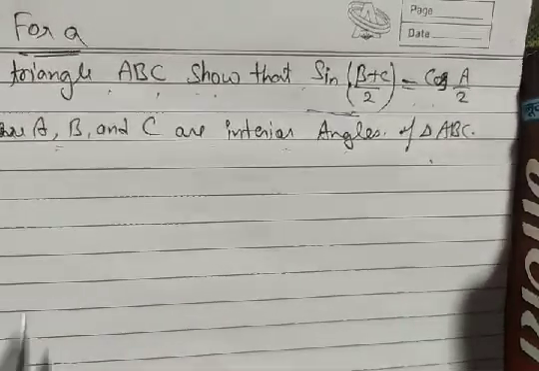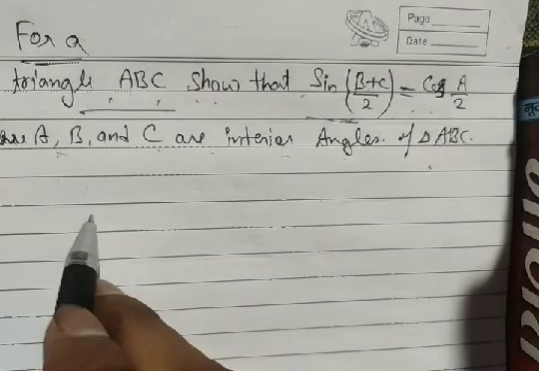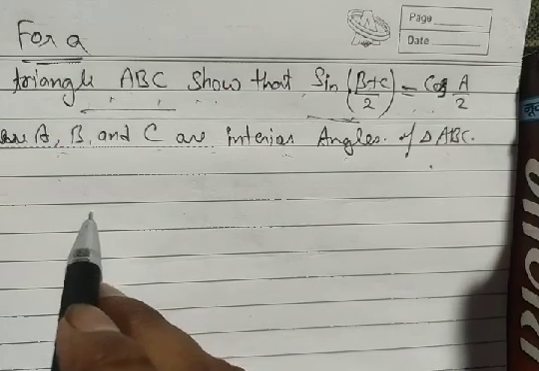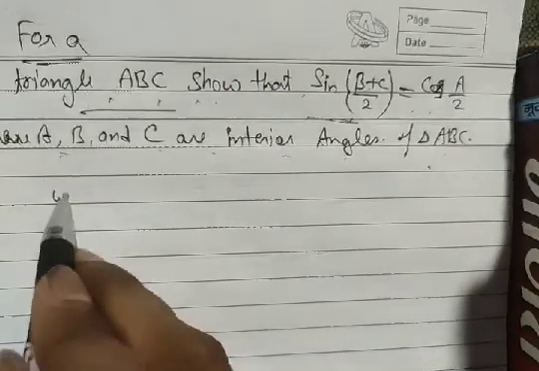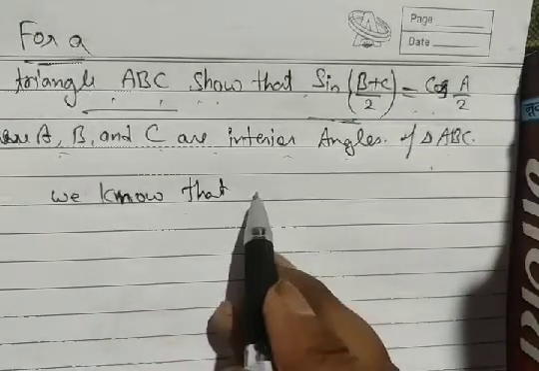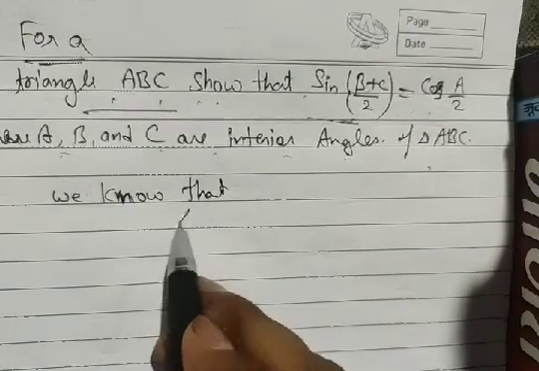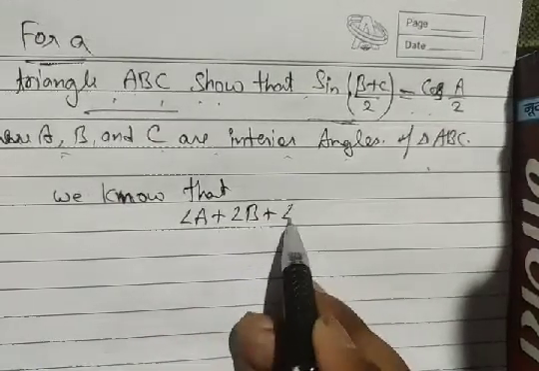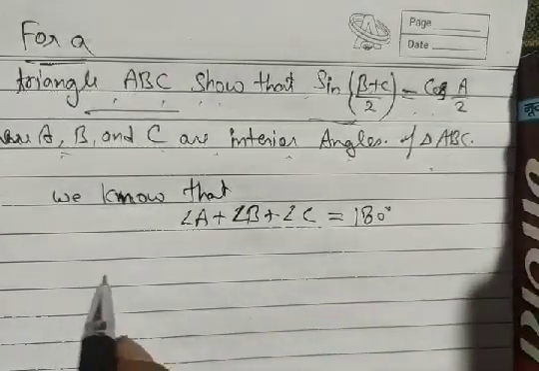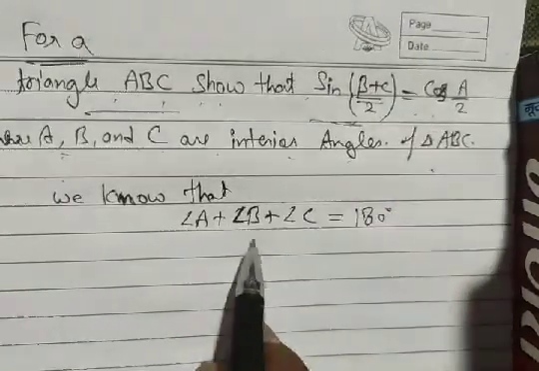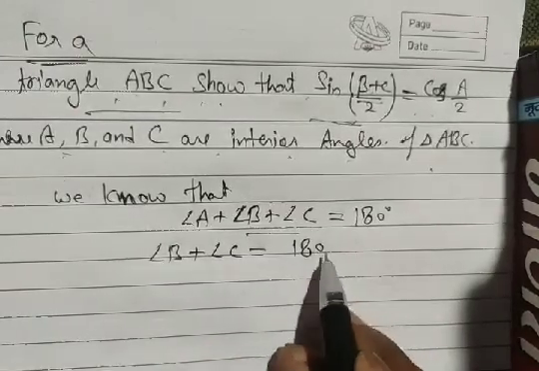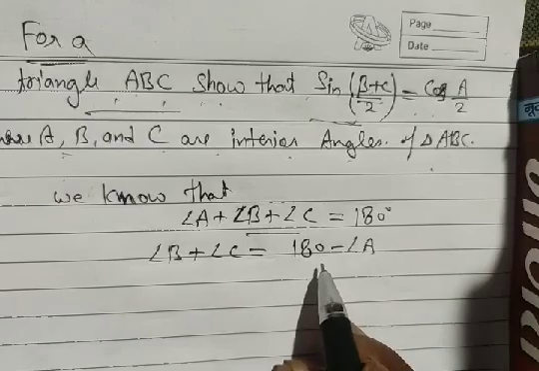Now, since we have a triangle ABC, we know that the sum of interior angles of any triangle is 180 degrees. We are using this basic property here: angle A plus angle B plus angle C is equal to 180 degrees. Now we need B plus C, so we take angle B plus angle C equal to 180 degrees minus A.